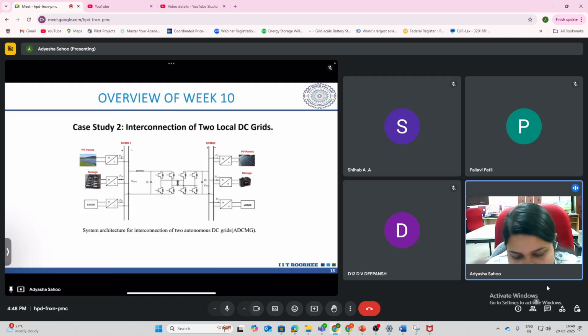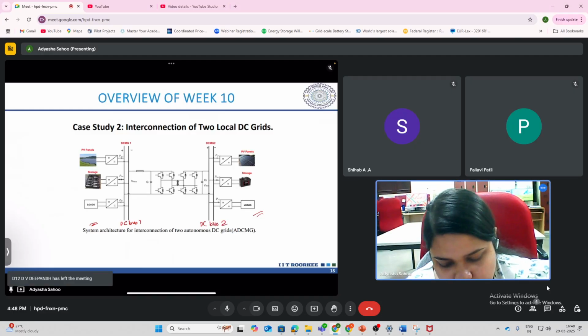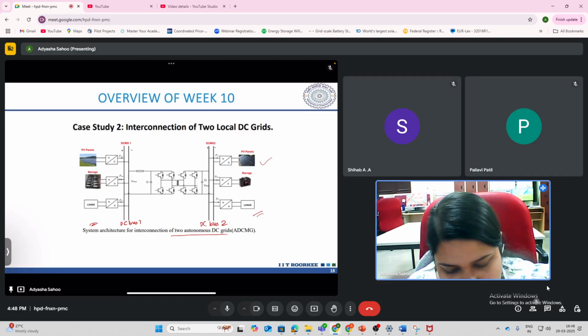Now we are trying to interconnect two DC microgrids. So this is DC microgrid 1, this is microgrid 2, and this is DC bus 1 and DC bus 2. So we are forming an interconnection of two autonomous DC microgrids here, with PV, battery, and loads of their own. Now we will see how they can support each other.